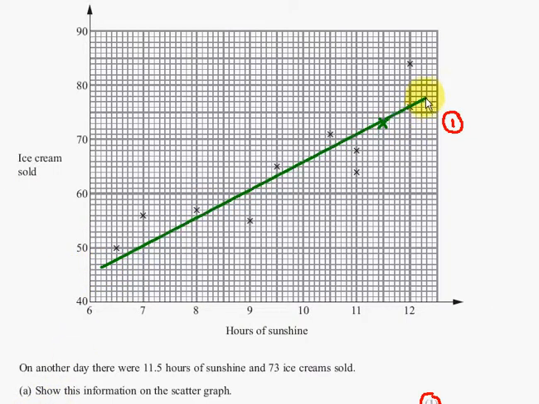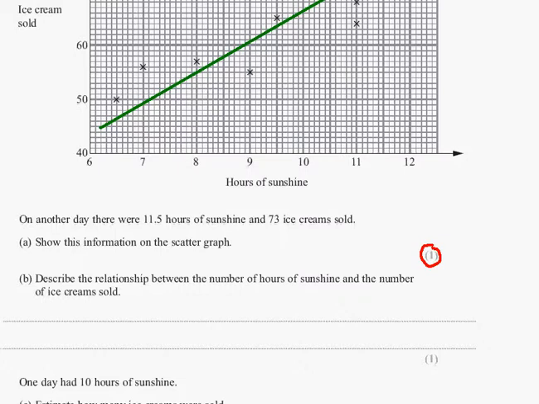And you can see, oh, that's not a very good line of best fit. Let me try that again. That's slightly better, okay? You can see that there is a positive correlation, okay? So, that's worth 1 mark.